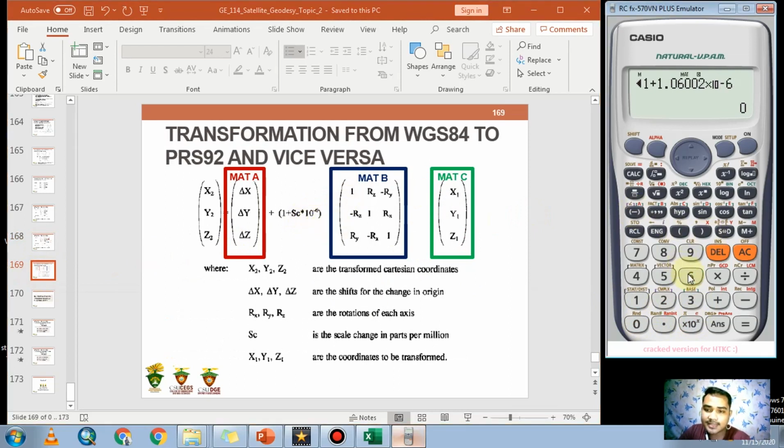Then close parenthesis times matrix B. Ibutang si matrix B. Shift 4 matrix B. Si 4 po ang ibutang. Then times matrix C. So shift matrix 5. 5 na dayon. That's it. Then equals. So muna na yung answer. So tanaw na to kung check ang atong answer.